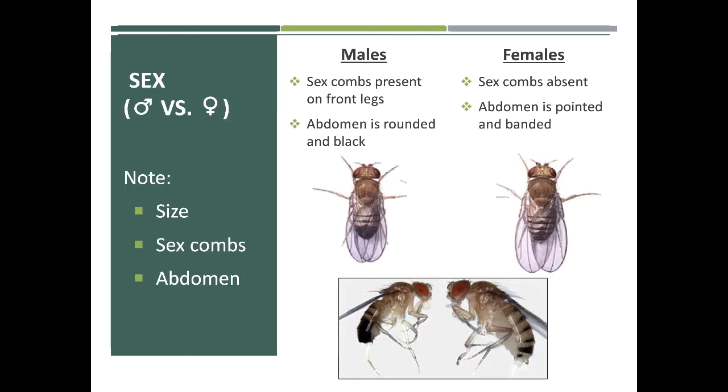So first, this is just showing you the difference between males and females. The easiest way to tell the difference between a male and female fruit fly, at least for me, is to look at the abdomen. In males, it's more rounded and it's darker, as you can see down here. Females, the abdomen is pointed and it's lighter, as you can see down here. Males do have sex combs present on their front legs, and females do not. But for me, it's always quicker just to look at their abdomen.